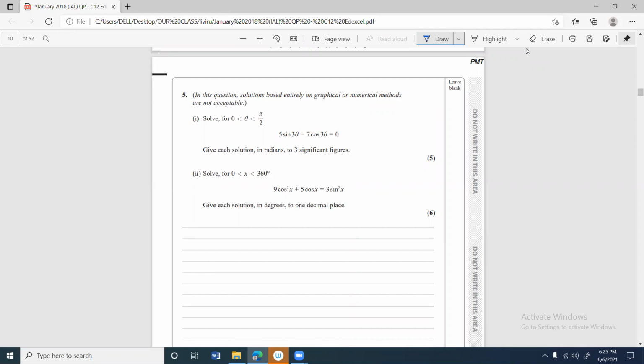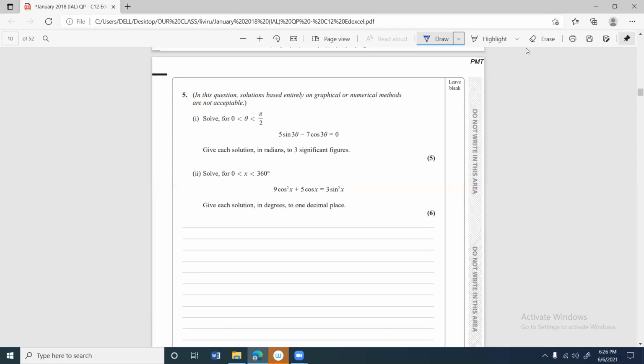Solve for theta between 0 and pi by 2 this equation. Give the solution in radians to three significant figures, right? As soon as you see this expression, change your calculator into radian mode. Try to understand these situations and mark these facts. When you're reading the question, make sure whether they request the answer in radian mode or degree mode. According to that, you can change the format of the calculator. Now I just changed my calculator into radian format, right?